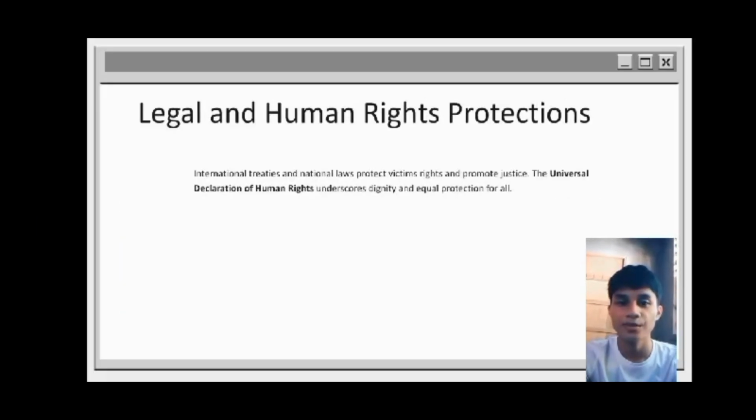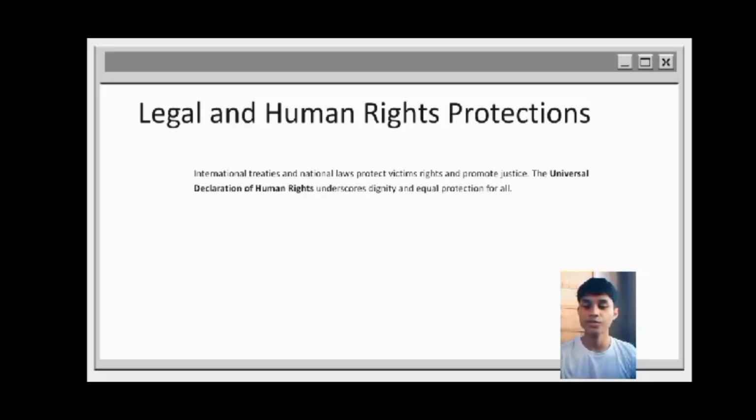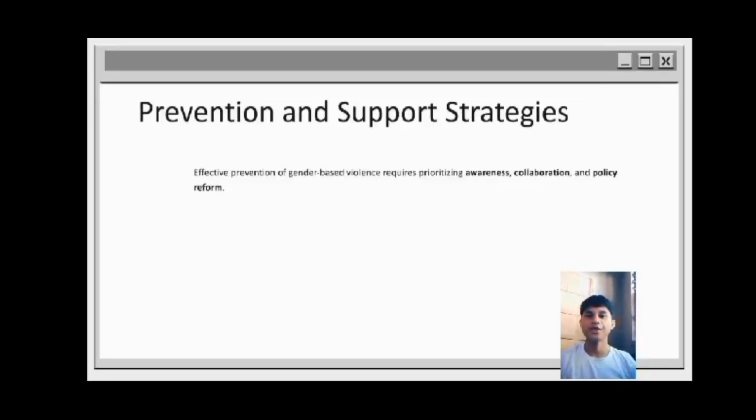Legal and human rights protections. International treaties and national laws protect victims' rights by promoting justice. Human rights underscore dignity and equal protection for all. And now we know there are national laws to protect the victims of gender-based violence. Prevention and support strategies. Effective prevention of gender-based violence requires prioritizing awareness, collaboration, and policy reform.